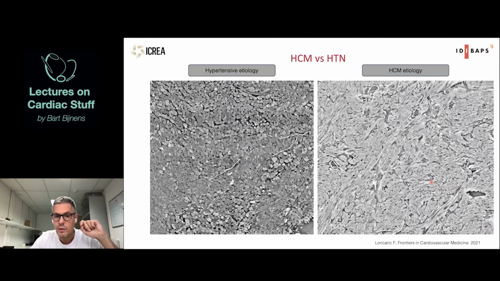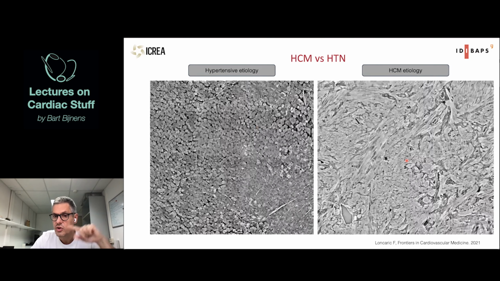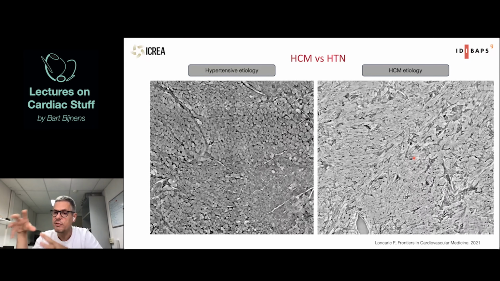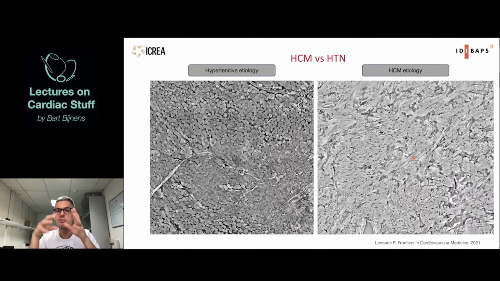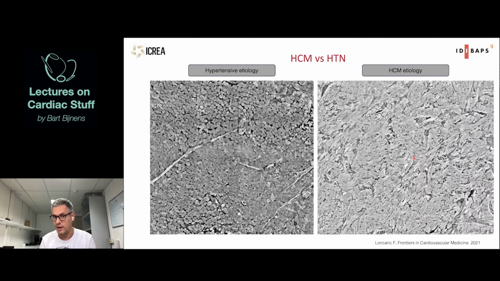But on the other hand, these really white structures you don't see. So there is no increased fibrosis in this one. It's really normal cells, but the normal cells are just totally disorganized.